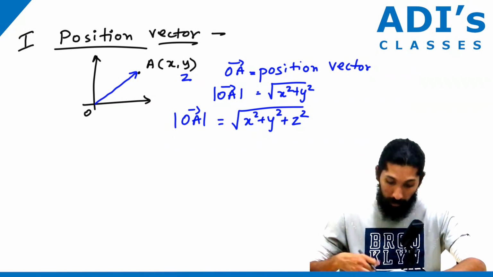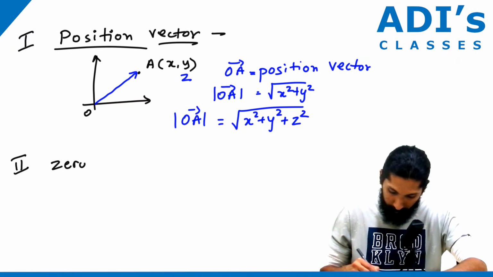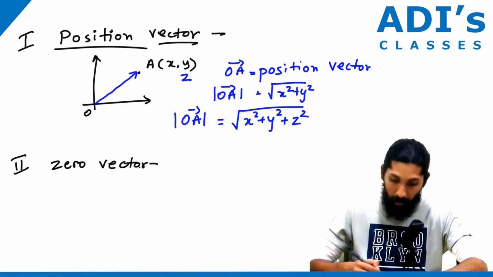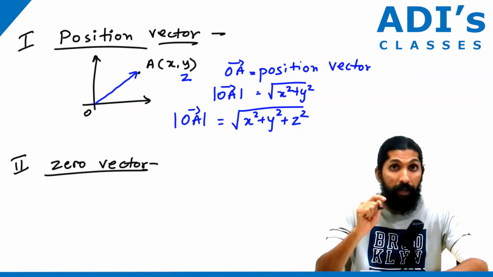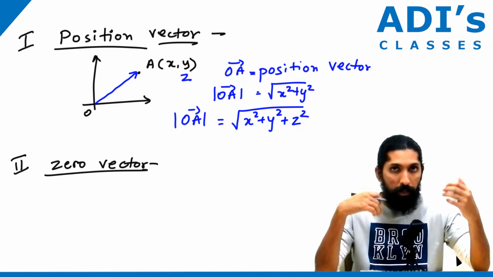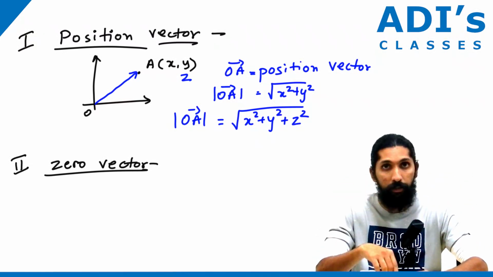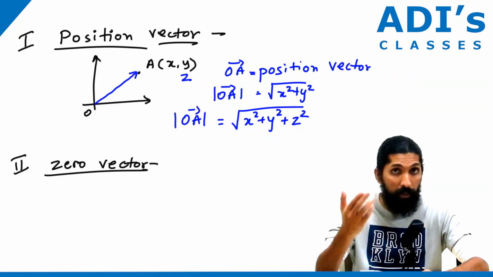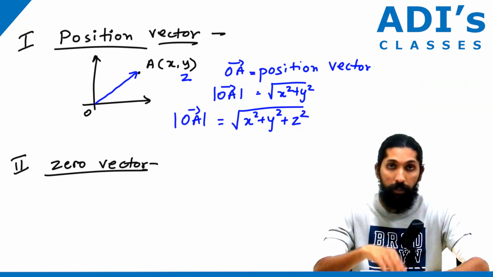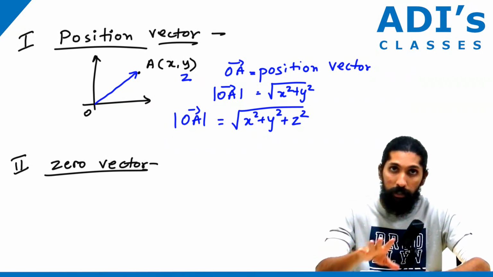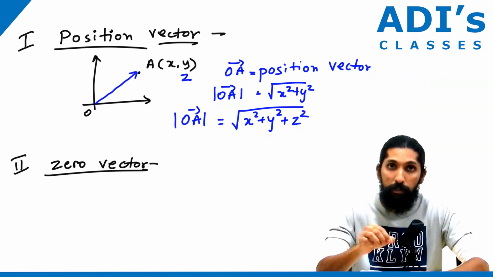Okay. The second type of vector is a zero vector. Now, a zero vector is that type of vector where the magnitude is zero, but it has a direction. Now, this might be a little confusing to understand. How can something have zero magnitude, but have a direction? Simple practical example: turn towards north, but don't move. Just stay there as it is. You have a direction, but you don't have any magnitude. This basically is a zero vector.